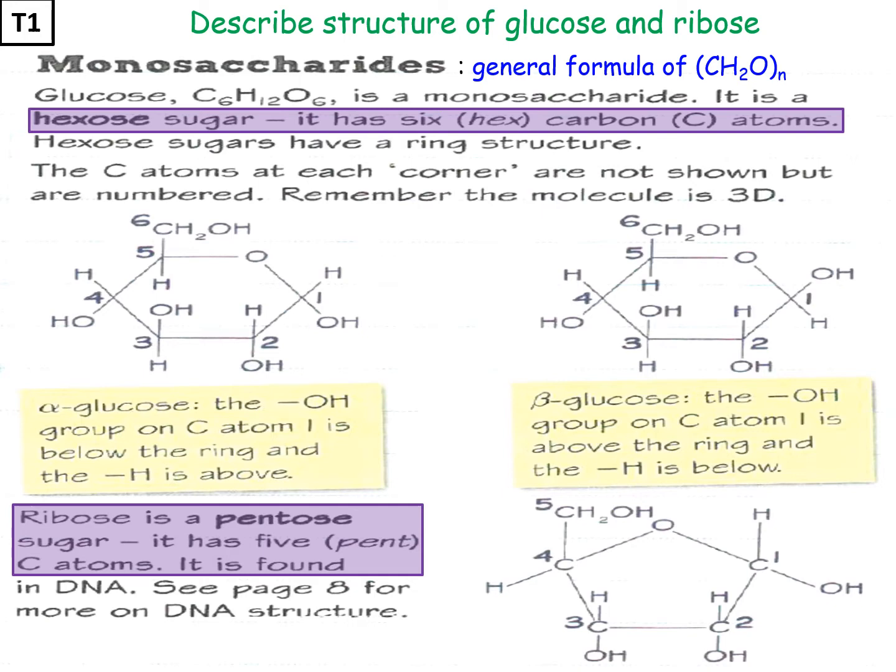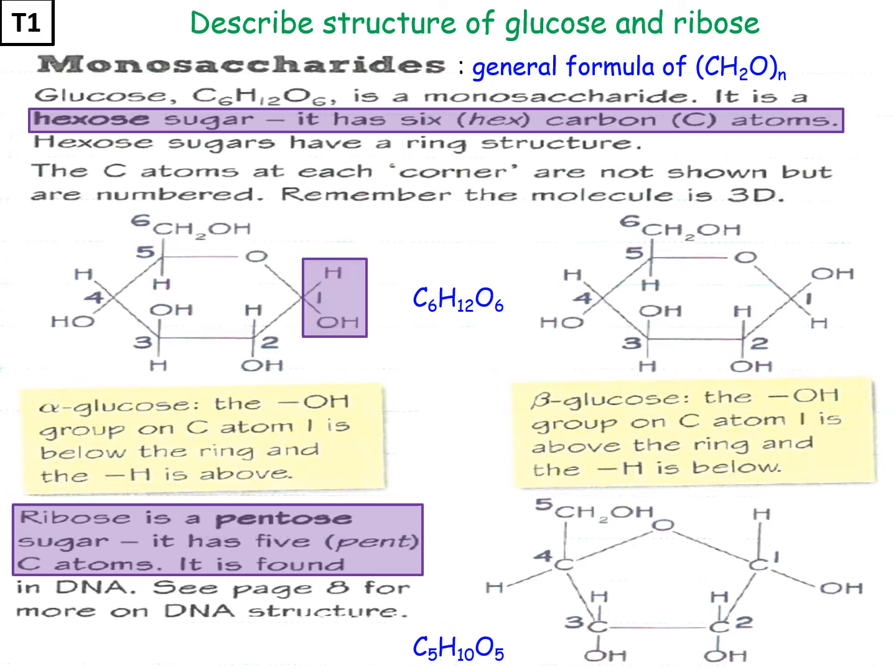Therefore, there are twice as many hydrogen atoms as carbon atoms, and the number of oxygen atoms is the same as carbon. So for instance, for hexose sugars, because there are 6 carbon atoms, the formula would be C6H12O6. So double the number of hydrogen atoms and the same number of oxygen atoms as carbon. For ribose, which is a pentose sugar, it contains 5 carbon atoms, so the number of hydrogen atoms should be 10, and therefore oxygen will be 5. So the formula for ribose is C5H10O5.